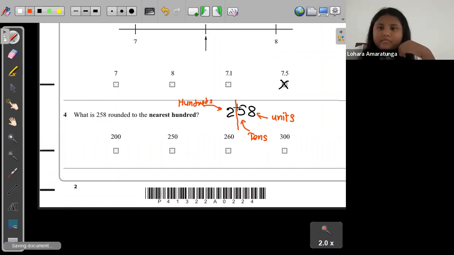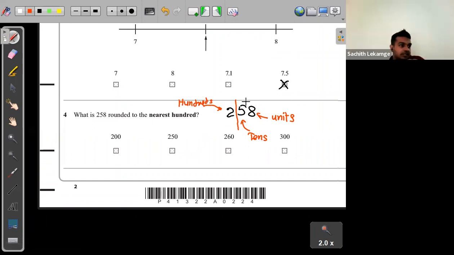So you need to look at what is in the tens place. If it is the number 5 or more than 5, that goes to the nearest 10, giving plus 1 to the 100 place. So the 100 place number becomes 3, and these two numbers become zeros. Okay. Any question? When I write some notes, you also copy it down. It will be very helpful.